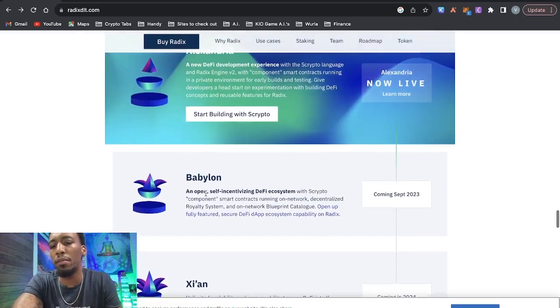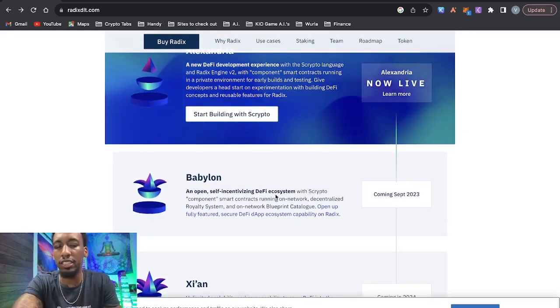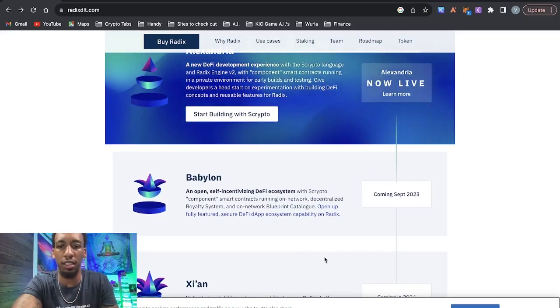So now let's talk about this Babylon upgrade. Babylon is set to launch September 27th, and they said they're for sure not going to delay at this time. This Babylon upgrade is essentially making their smart contracts go live. Right now, all the transactions that happen on Radix are happening in a centralized way. The validators and everything that makes a blockchain run, like a proof of stake blockchain, isn't live yet.